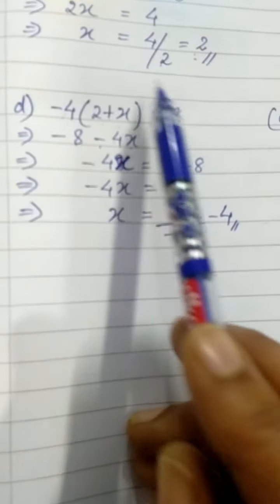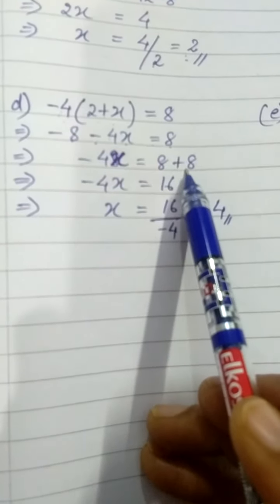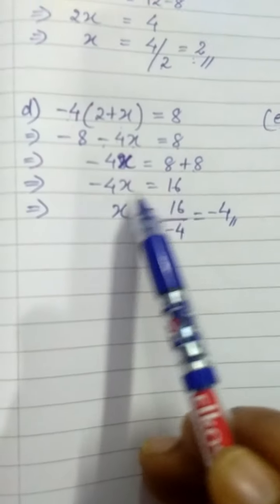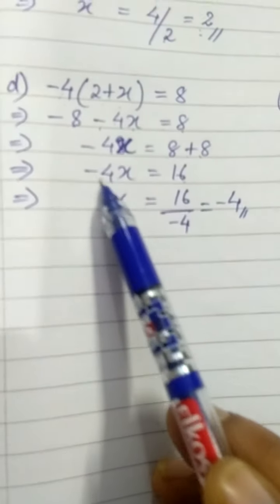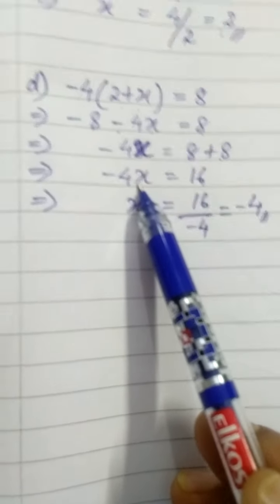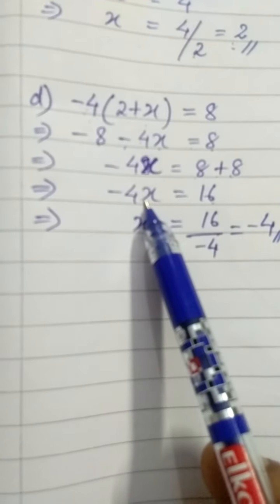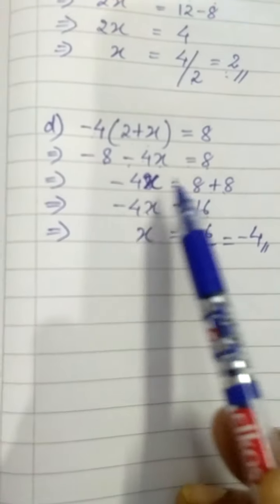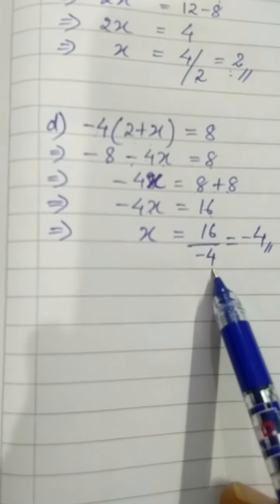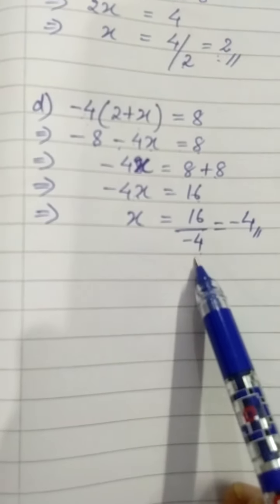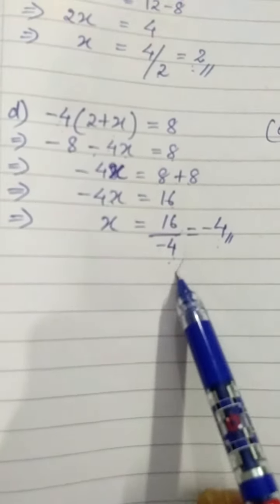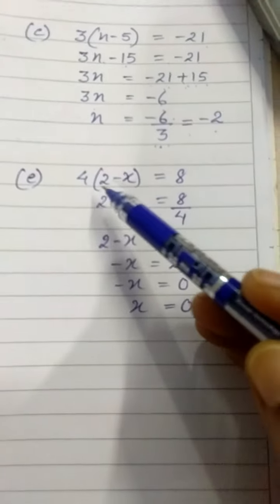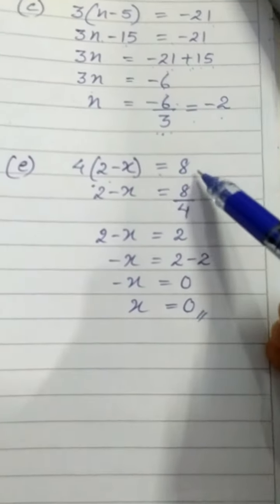Now children, minus 8 will get transposed, so it will become plus 8. So 8 plus 8 is 16. Minus 4x is equal to 16. Now here this is minus 4 getting multiplied by x. We'll transfer this minus 4, it will come in division, 16 upon minus 4. So it will be minus 4. 4 ones are 4, 4 fours are 16. Got it? So here next one, last one, 4 into 2 minus x is equal to 8.